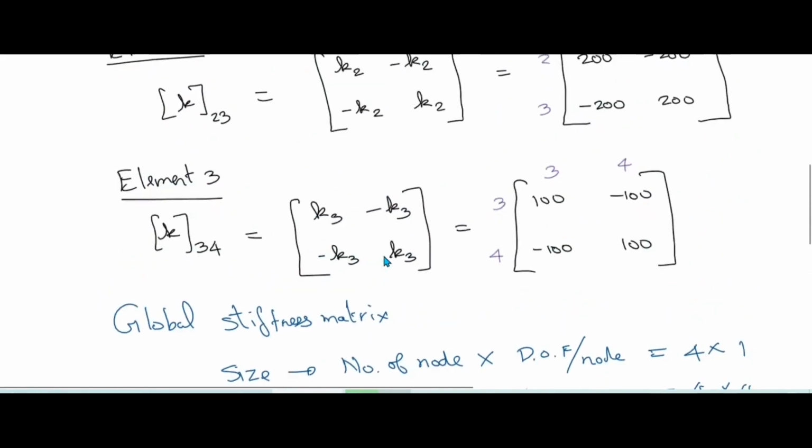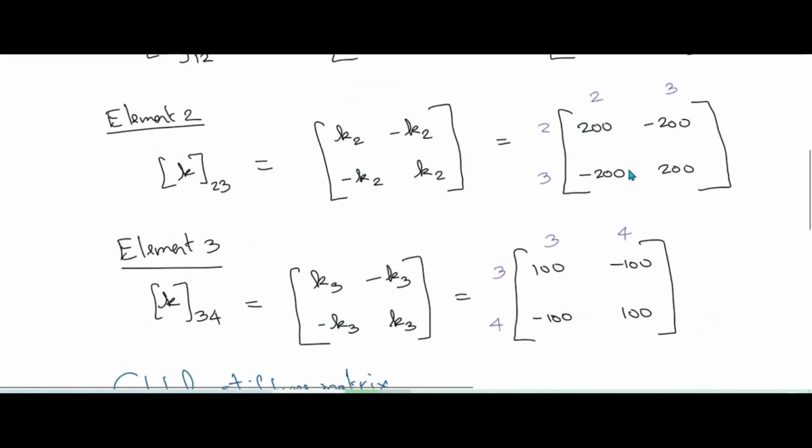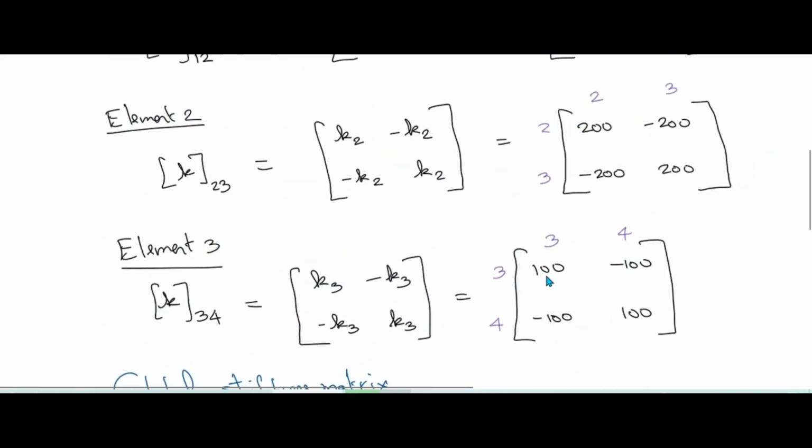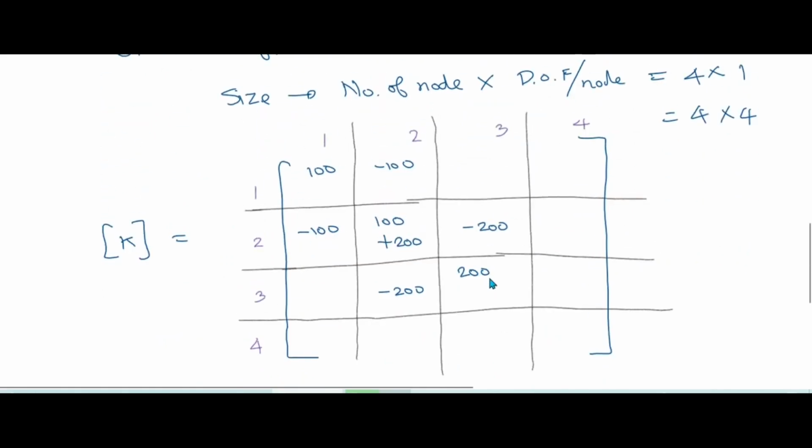Next we'll go for 2, 3. 2, 3 is 200, minus 200, minus 200, 200, and it is connecting 2, 3, 2, 3. So where is my 2? 2, 2 is here, which is plus 200, minus 200, minus 200 and 200. Next is 3, 4. 3, 4 is 100, minus 100, minus 100, 100, and this is connecting 3, 4. So in that case this will be plus 100, minus 100, minus 100 and 100.